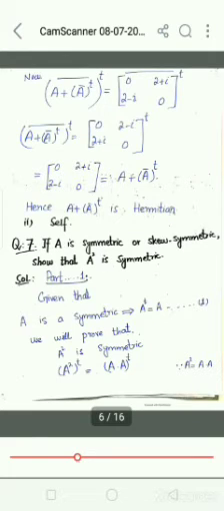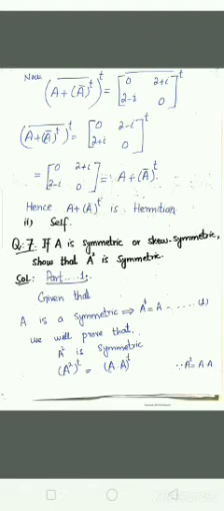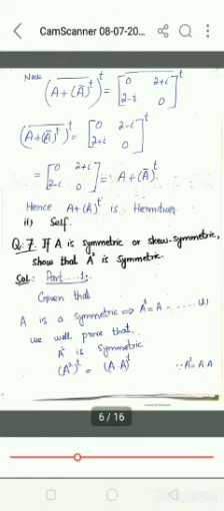So we can see that after applying transpose and conjugate, both operations, conjugate and transpose, the matrix is not changed. So this matrix is a Hermitian matrix. So we have proved that A plus A conjugate transpose, which is a single matrix, is a Hermitian matrix. This was part 1, and part 2 is for your self study.